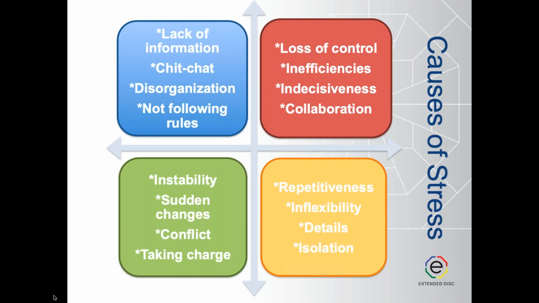Great to know. And for Ian, our I style, what causes him stress is repetitiveness. He doesn't like the same thing over and over again. He wants variety. Another cause of stress for him is inflexibility. He likes to be able to change as he goes, and not have those parameters put around him. And Ian isn't so great with the details. He doesn't like the nitty-gritty. So a cause of stress for him is having too many details. And Ian's our social butterfly.